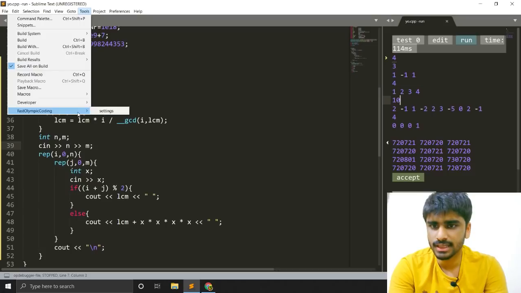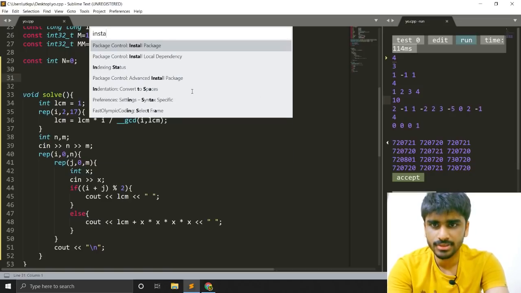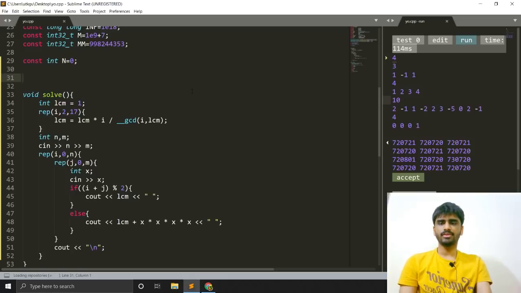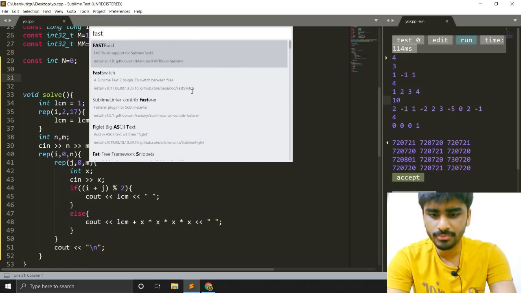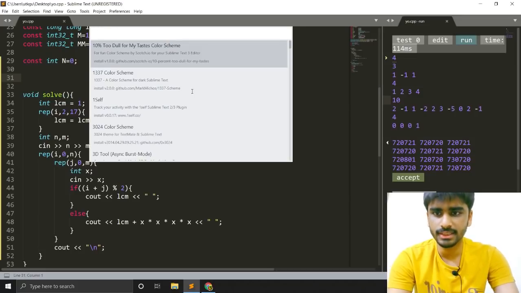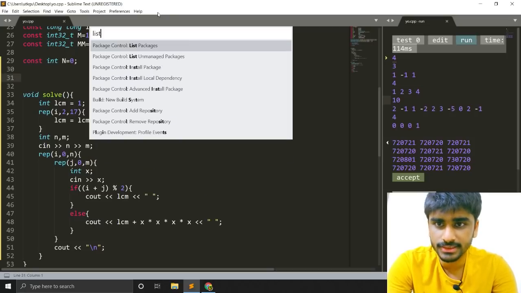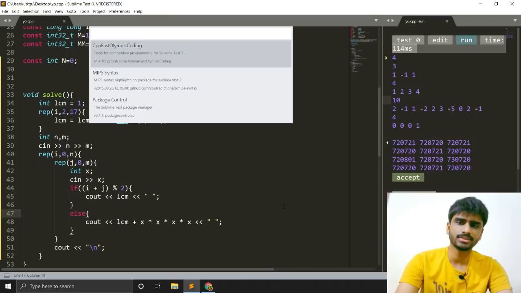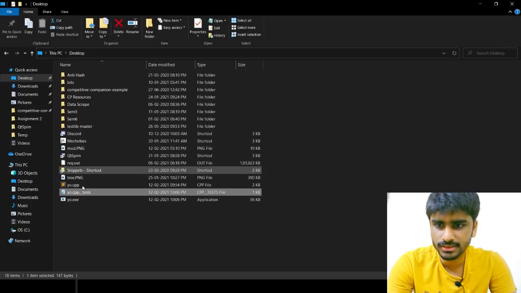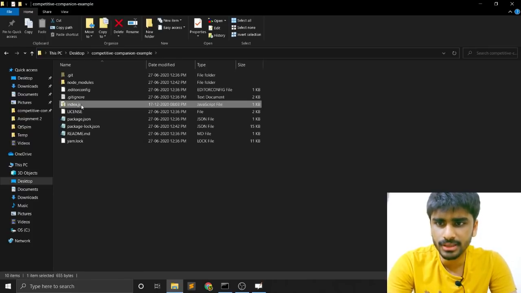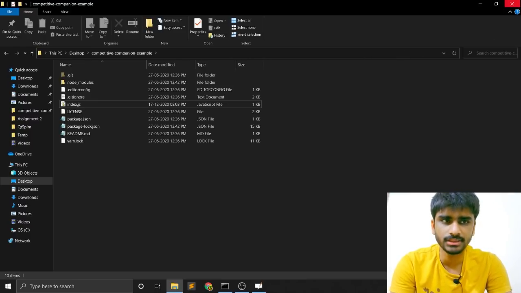Where is it? Yeah, CPP Fast Olympic Coding. So for that you can press Ctrl Shift P and type install package. Then it will give you a list of all the packages that are available. From that you can choose CPP Fast Olympic Coding. It should be here, but I can't see it because I already have that extension. Wait a second, let me list the packages. Yeah, CPP Fast Olympic Coding. So if you have this, then it will be available to you. I'll probably put this file into GitHub or something, and then give it to you guys so you can have it on your own.